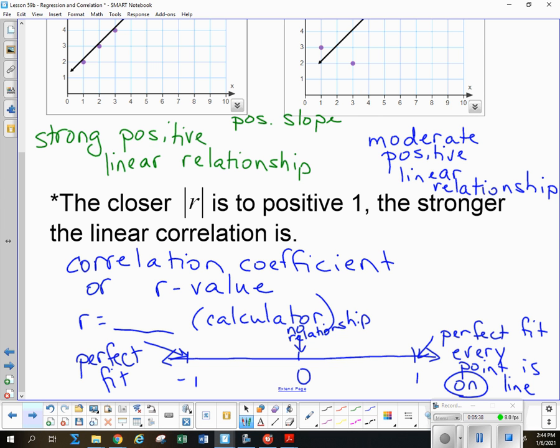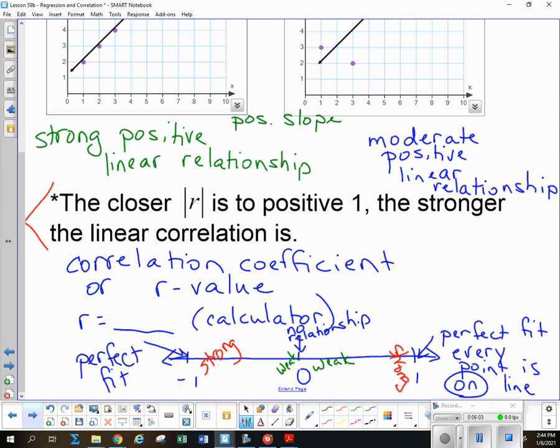And what this sentence that I have typed out here says is, the closer it is to either positive or -1, the stronger the correlation is. So I'd say I've got a strong correlation if my R's are in here. If my R's are here, I'd say weak.